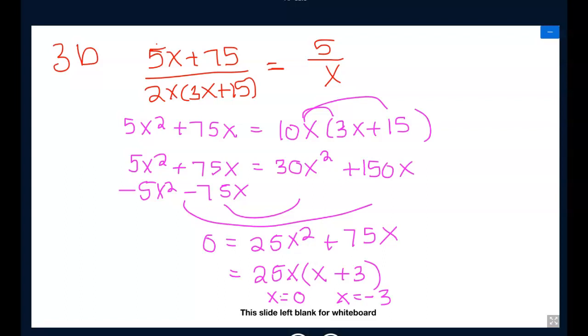Now, what do you know about x equals 0? Back to the original problem in part B. Yeah, it's an extraneous solution. X can't be 0. It's not part of the domain. So you have to make sure you know to cross that out. You need to know and understand your domain before your solutions.